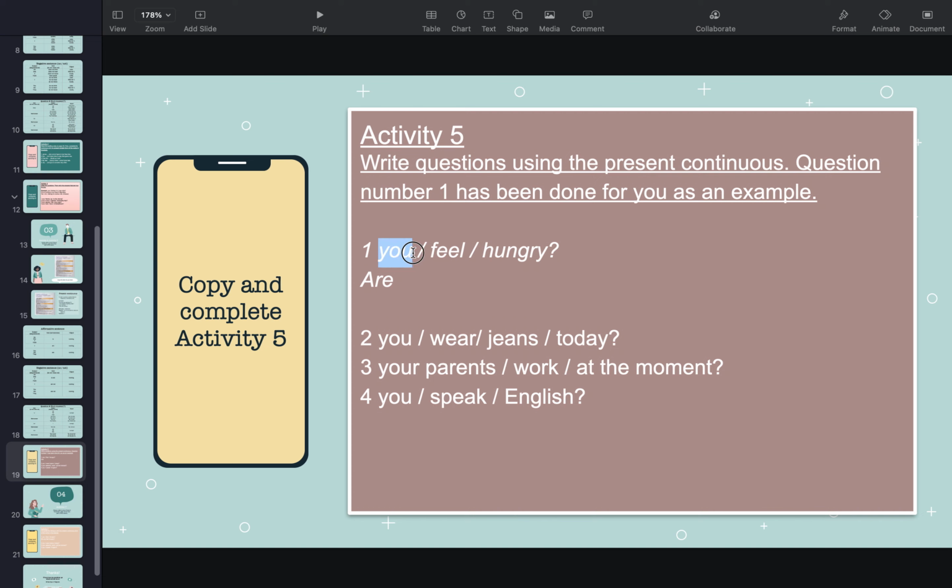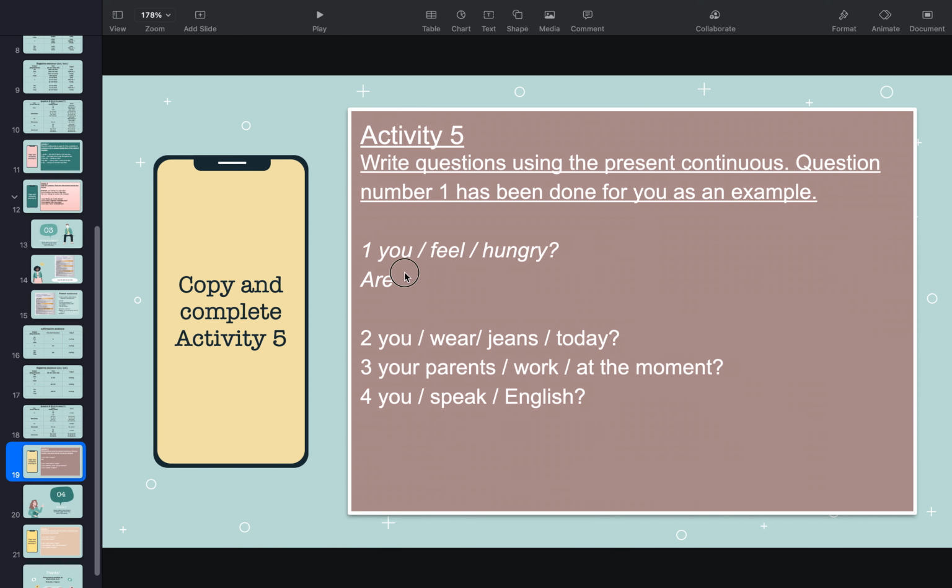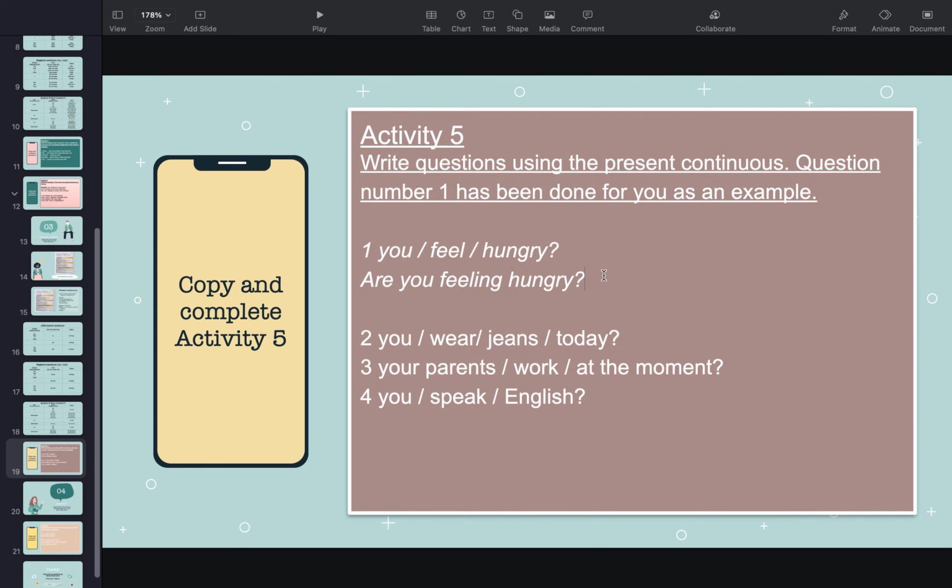Noun dia ialah you. So, verb dia mesti untuk plural. So, you feel. Okay, untuk continuous mesti tambah ing. Are you feeling hungry? Okay, present continuous, selain daripada is am are, verb dia juga mesti tambah ing. For example, feel, dia jadi feeling. Are you feeling hungry? Kalau kamu tulis are you feel hungry, then jawapan kamu salah. It must be are you feeling hungry?